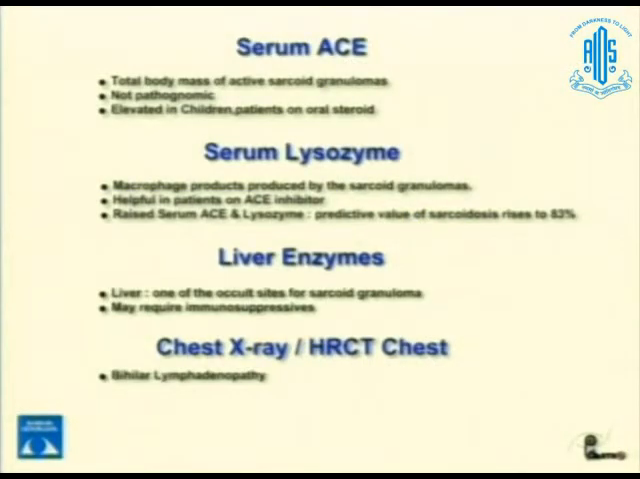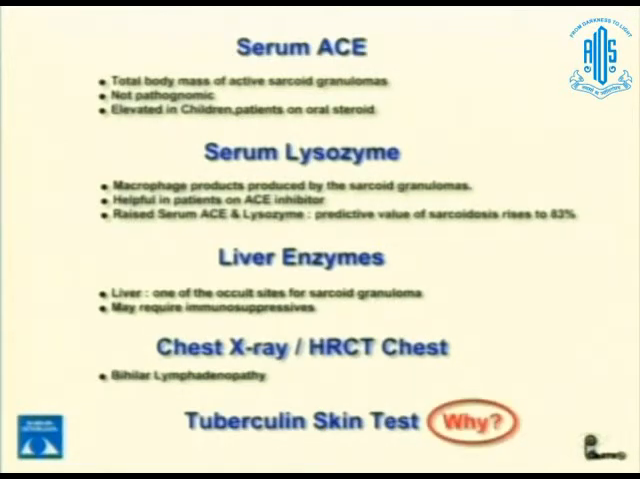We'll straight away go for serum ACE and lysozyme, which will give an idea about the macrophage load. Liver enzymes. Why liver enzymes? Because the liver is one of the occult sites of sarcoid nodule involvement. Also, sometimes this kind of patient with recurrent inflammation may require immunosuppressives in a later phase, so it's better to do liver enzymes. We'll do a chest X-ray, though nowadays HRCT is preferred. I would also like to do a tuberculin skin test.